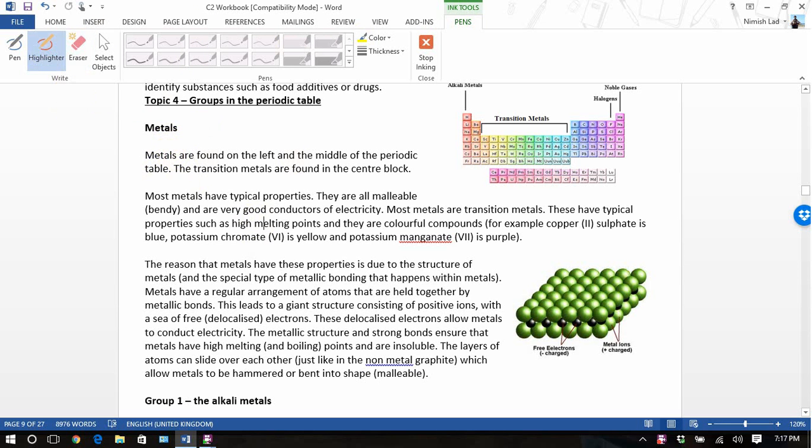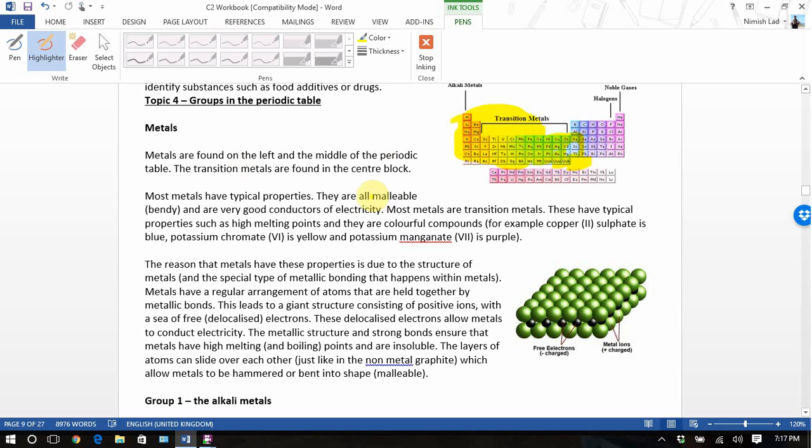So metals are found on the left of the periodic table and in the middle. So they're found on this side and in the middle, generally over here. There's transition metals over here as well. So transition metals are the centre block part of it, alkali metals on the left hand side. So most metals have really typical properties.